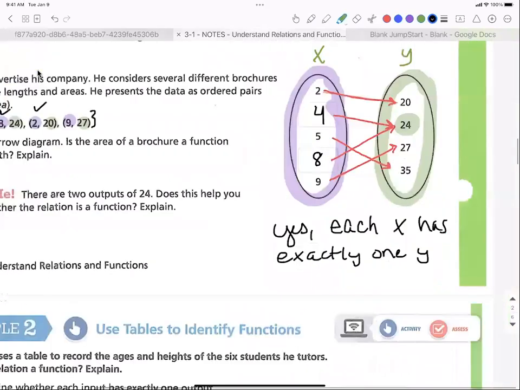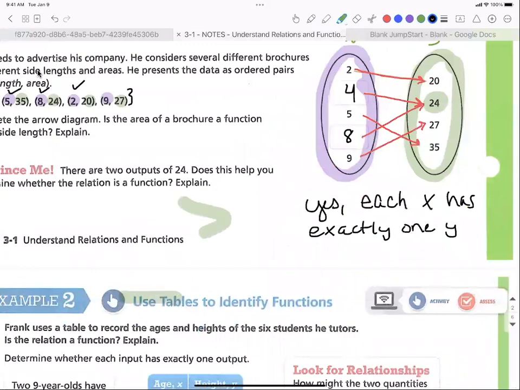All right. So it says, does it matter that there are 2 outputs of 24? Nope, because the y can do whatever it wants. Okay, so that does not matter.